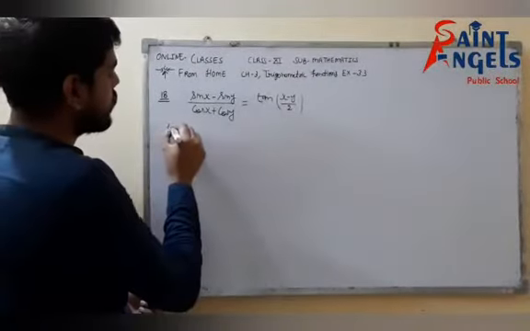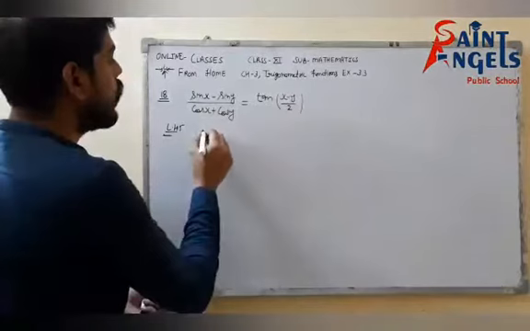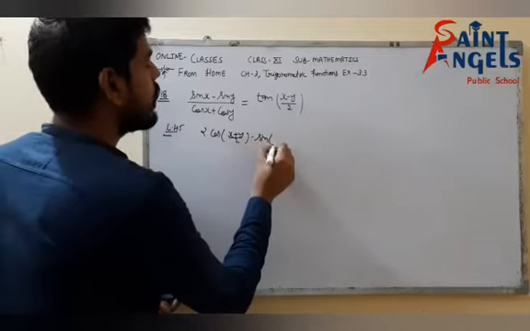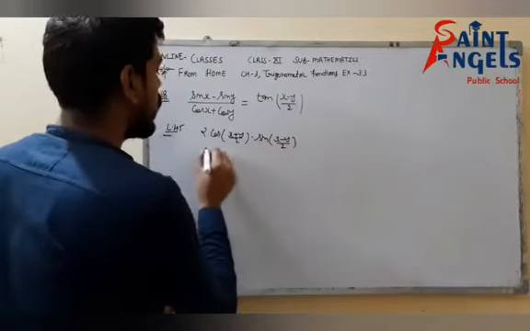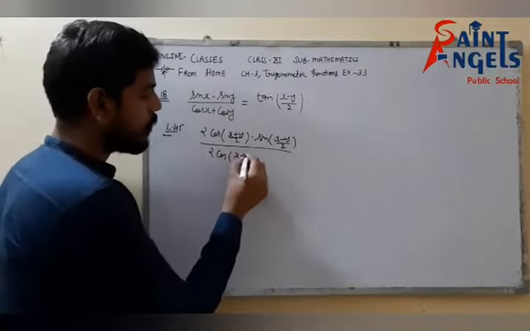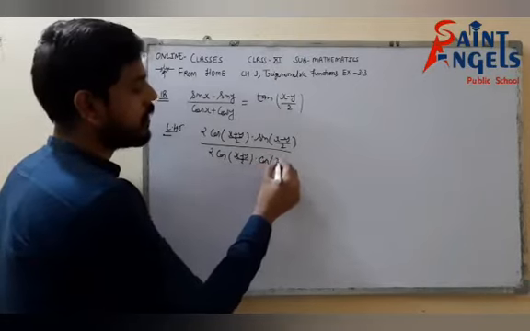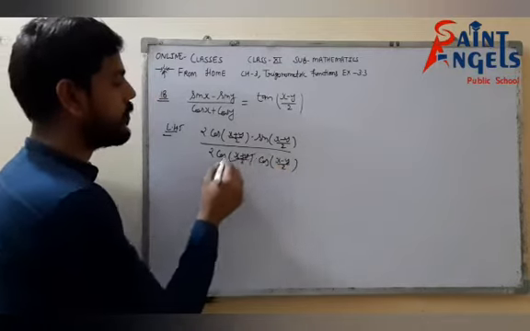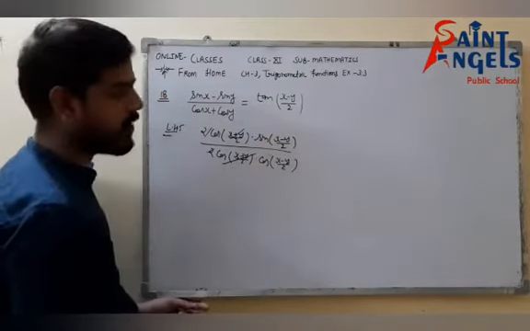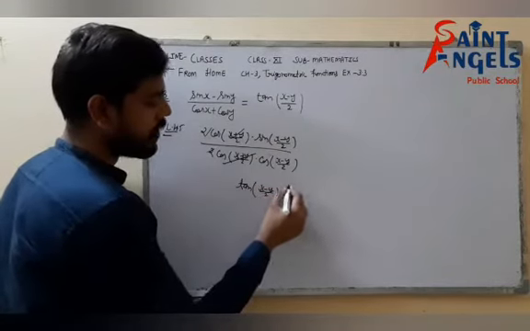I am taking LHS. Here, sin x minus sin y. The formula of sin x minus sin y is 2 cos (a plus b) upon 2 into sin (x minus y) upon 2, upon cos x plus cos y, which is 2 cos (a plus b) upon 2 into cos (x minus y) upon 2, because this would be cancelled out. So we are left with sin (x minus y) upon 2 upon cos (x minus y) upon 2, which would be tan (x minus y) upon 2. Answer.